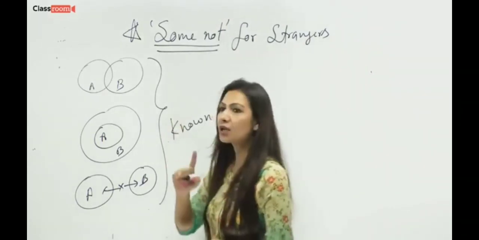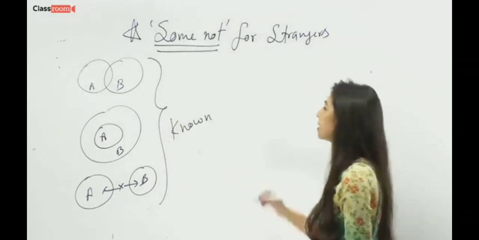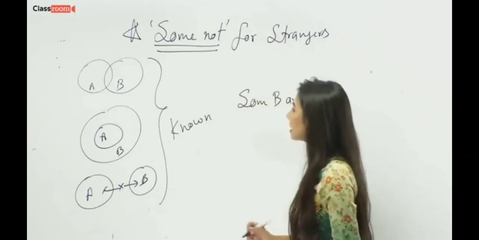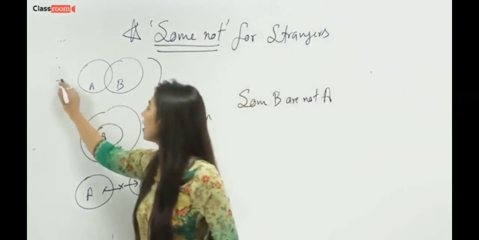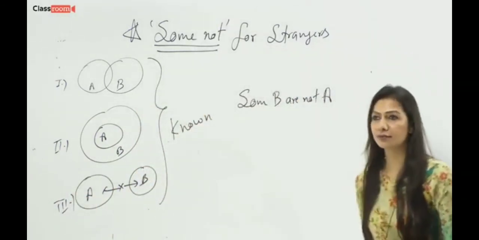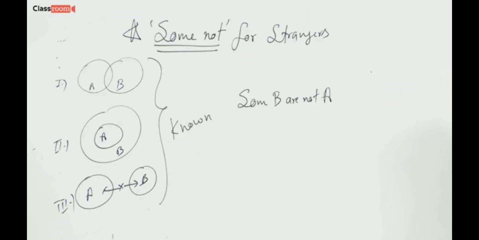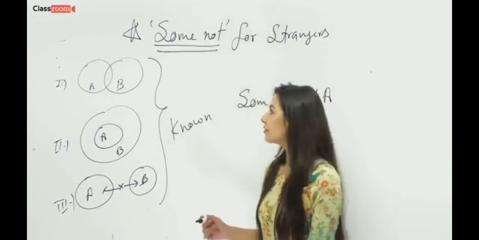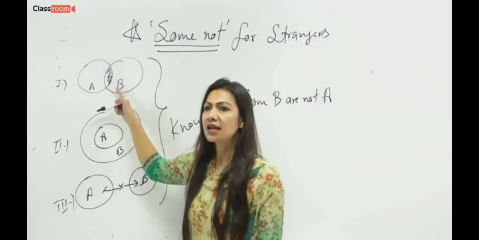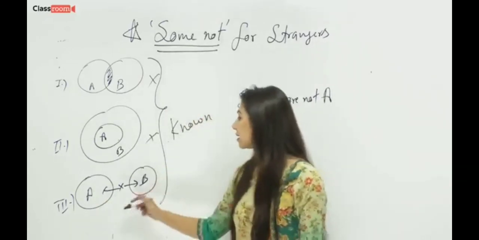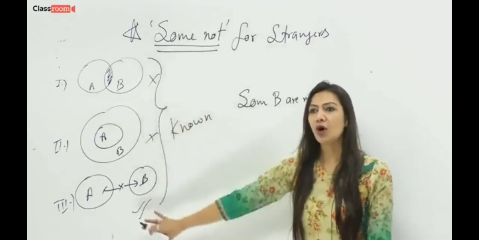So, my question to you: tell me, "Some B are not A" is correct in which Venn diagram? In Venn diagram number 1, in number 2, in 3, or in all? In 3. Exactly, Lakshmi, you are very correct. Because in the first, we have 50% information given, so here the Some Not condition will be wrong. Here we have positive information given, so it will be wrong. And here it will be correct. This is what you have already learned, correct?